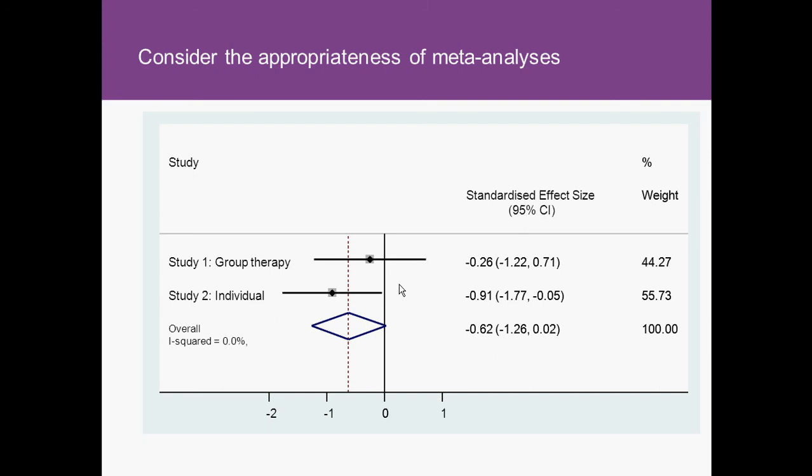The third factor you should consider is the appropriateness of meta-analyses. If you are fortunate enough to have found a systematic review and a meta-analysis that addresses the research question that you are considering, then you should also consider the appropriateness of the meta-analysis that has been presented. Here we have a meta-analysis of two studies where the interventions have sought to reduce depression in adults. We could call this meta-analysis a synthesis of studies of non-pharmacological interventions, because we have here group therapy and individual therapy.